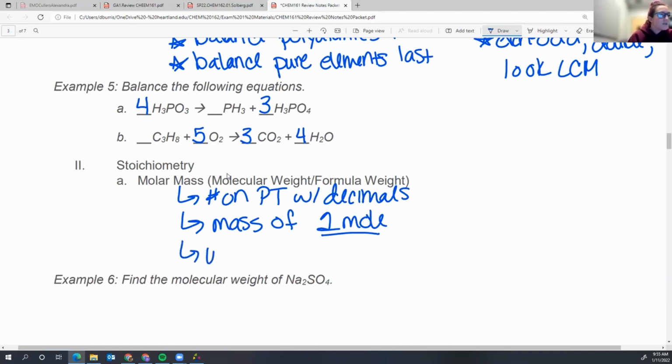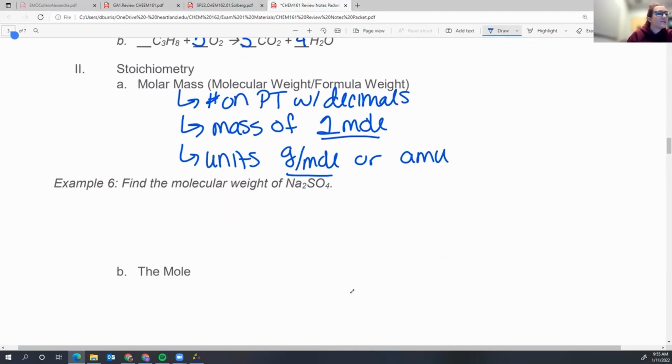And what are the units? They are grams per mole. Or if you're on a really small scale, AMU, most of the time we're going to use grams per mole because that's what we need in our conversions. So little practice before we do the stoich, find the molecular weight of sodium sulfate.